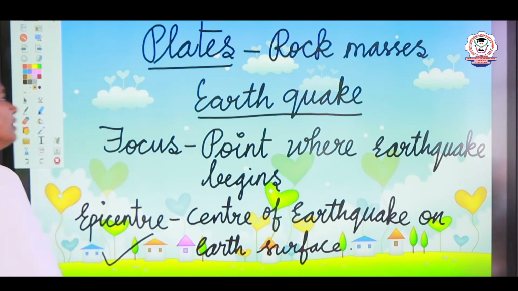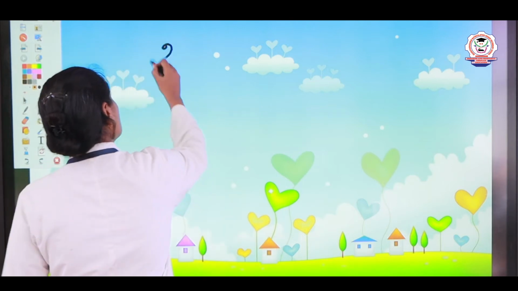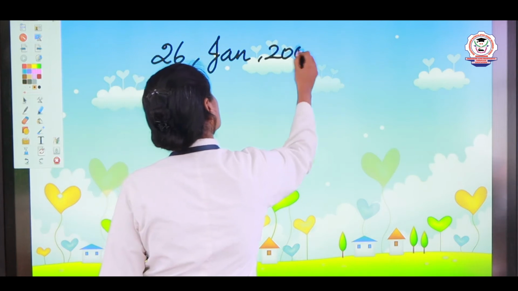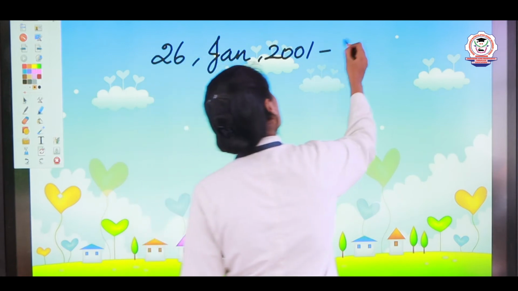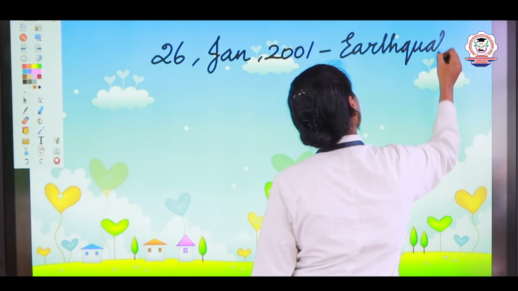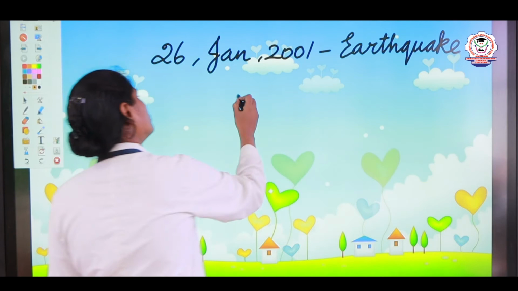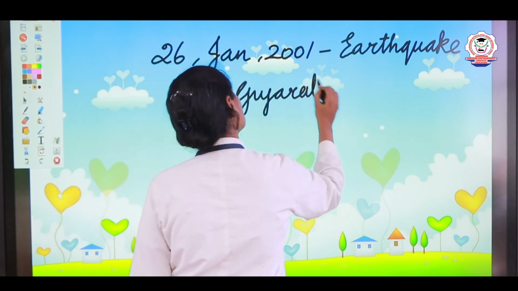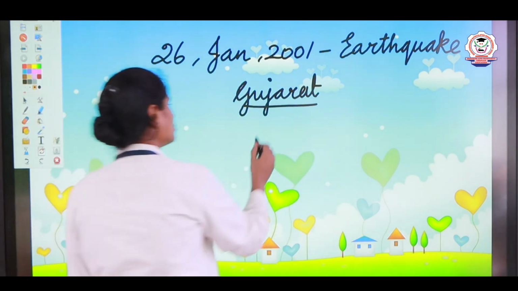So, on 26th January 2001, in India there was an earthquake, okay. The earthquake in which place in India was in Gujarat, okay. So, at Gujarat, particularly at the place which is known as Bhuj.